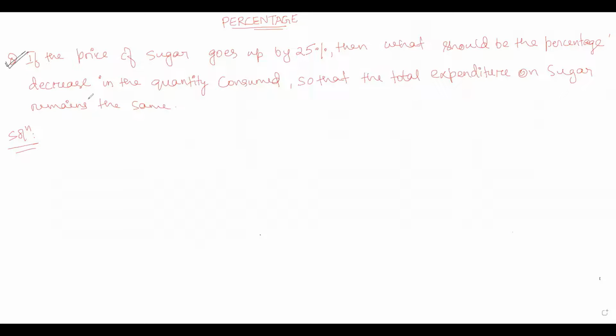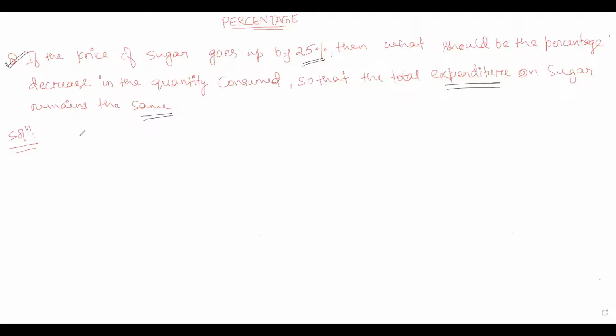Okay, so now let us see this question. If the price of sugar goes up by 25%, then what should be the percentage decrease in the quantity consumed so that the total expenditure on sugar remains the same? So here we are consuming some quantity of sugar at some price. Now the price goes up by 25%. So obviously the quantity consumed has to decrease if the total expenditure has to remain the same.